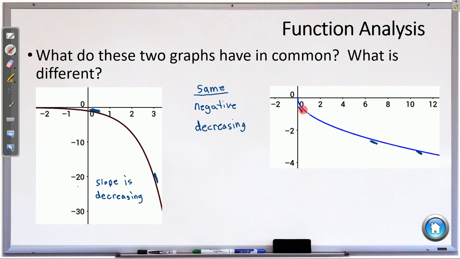And here, our slope is a negative number, but then it becomes a smaller negative number and a smaller negative number. And if your negatives are getting smaller, that means your slope is increasing. And so when your slope is decreasing, it makes your curve look a certain way. And when your slope is increasing, it makes your curve look a certain way. And we call this new thing concavity.